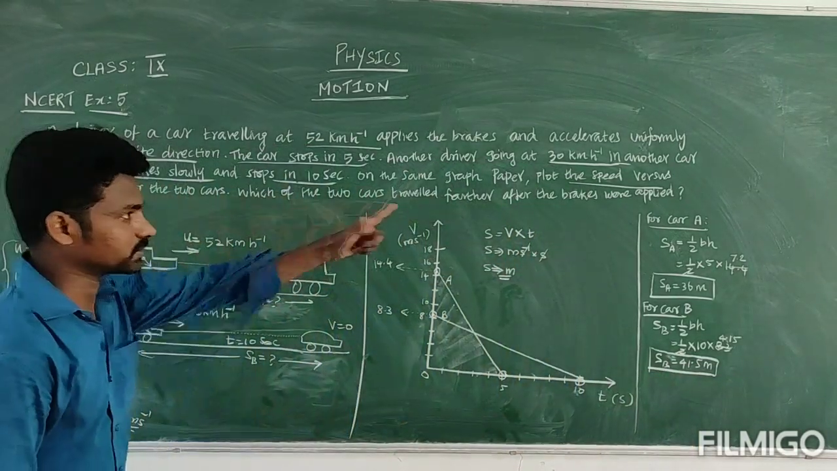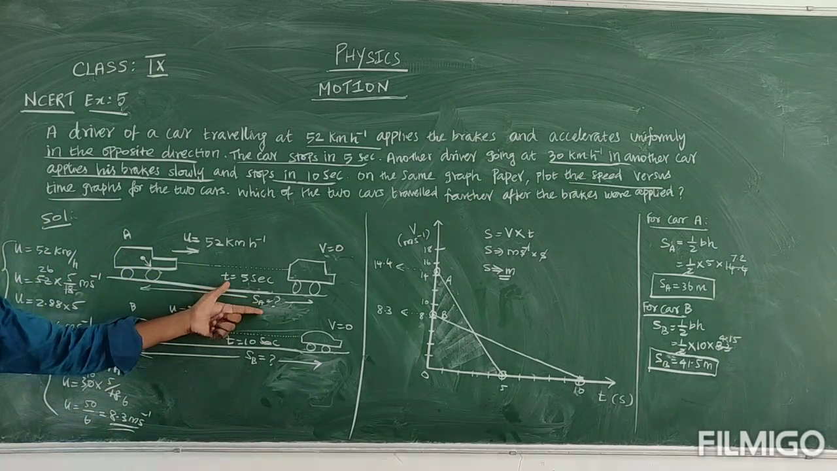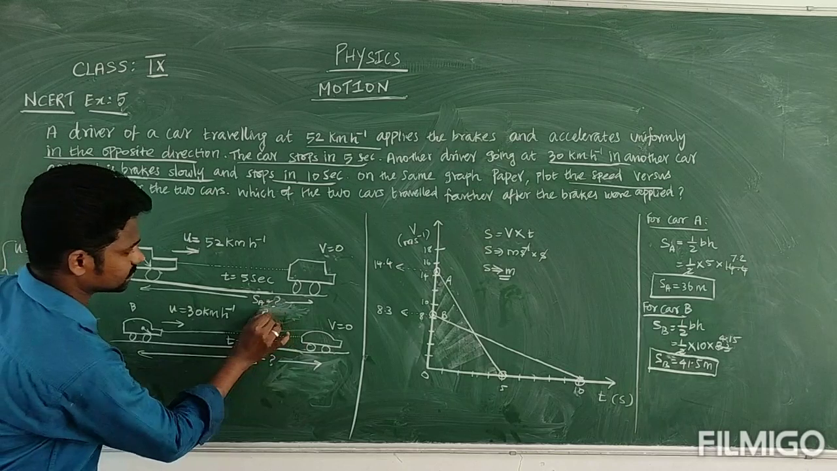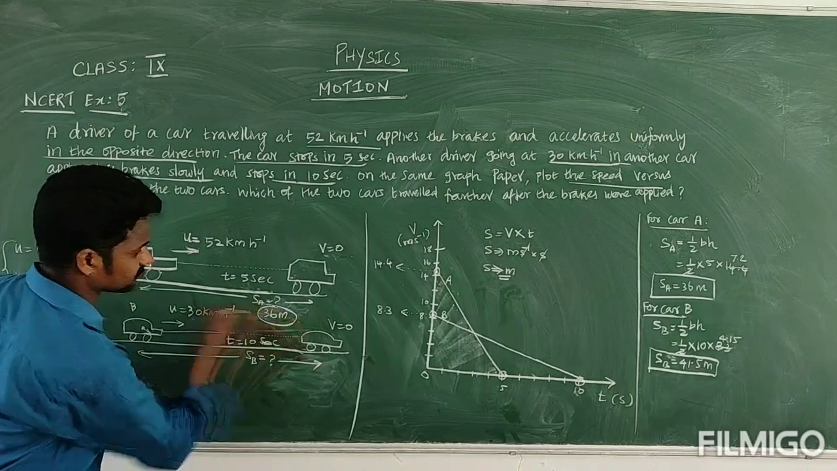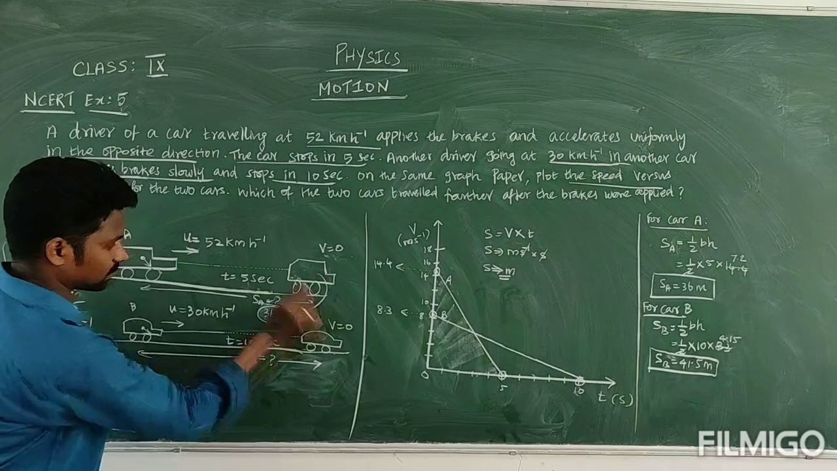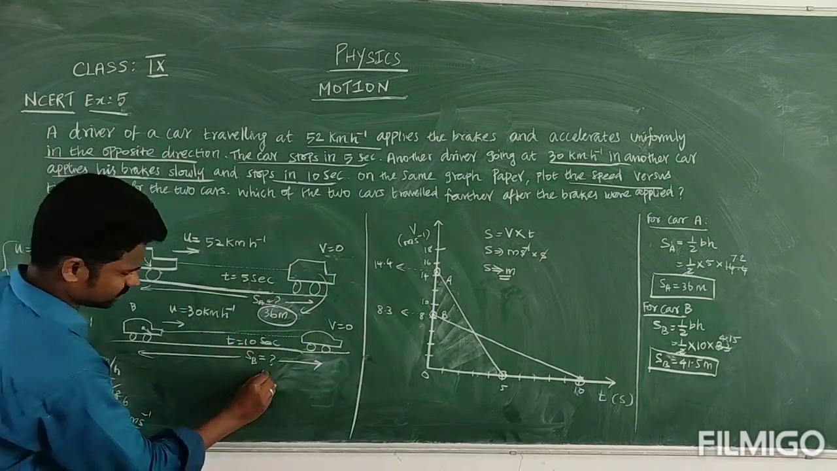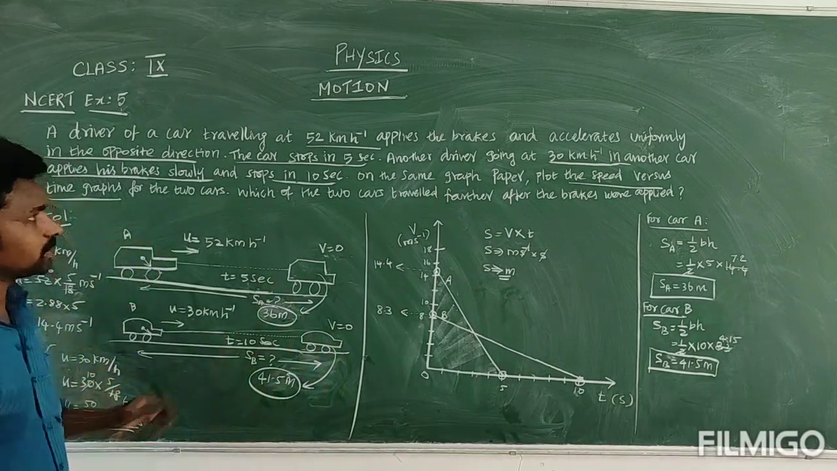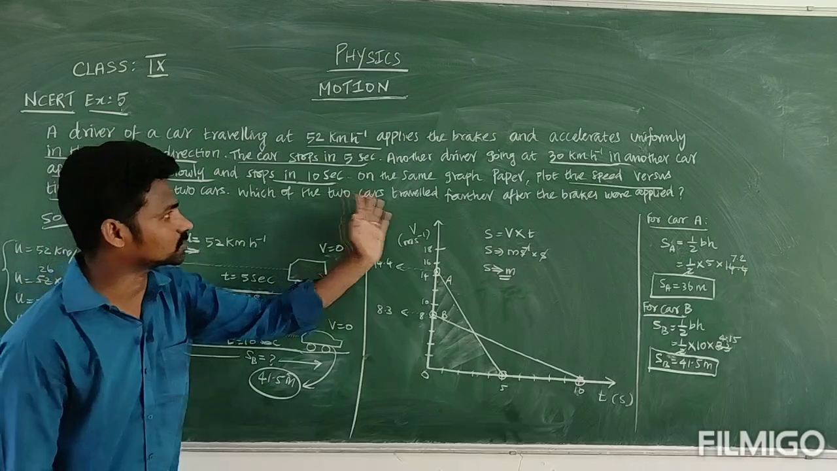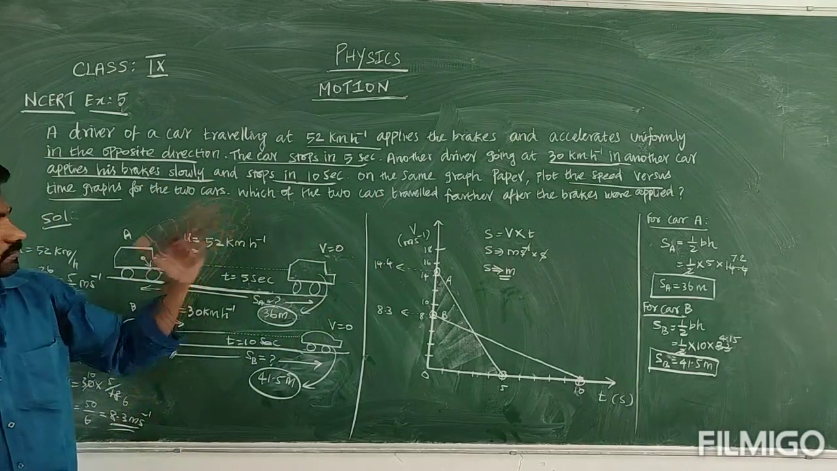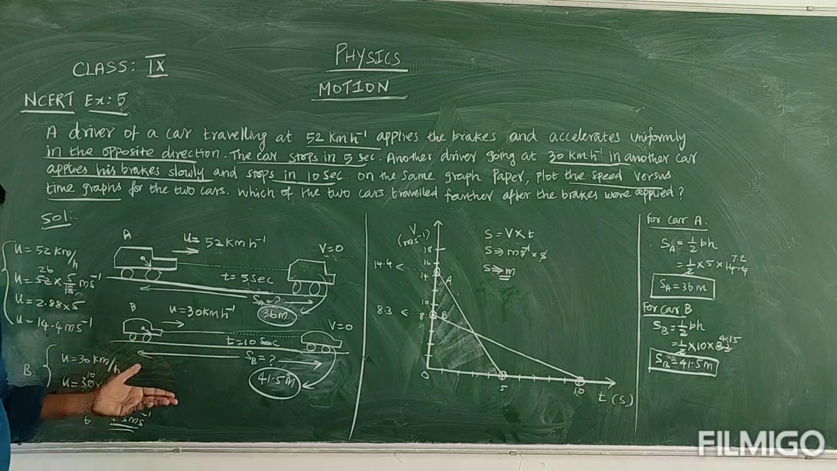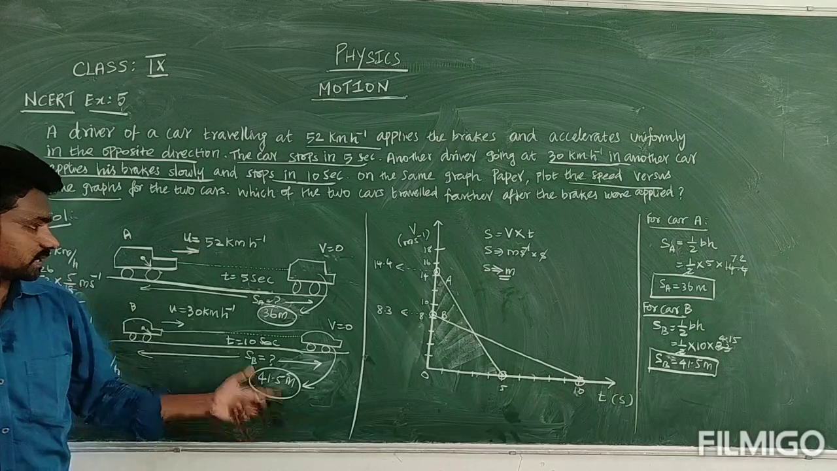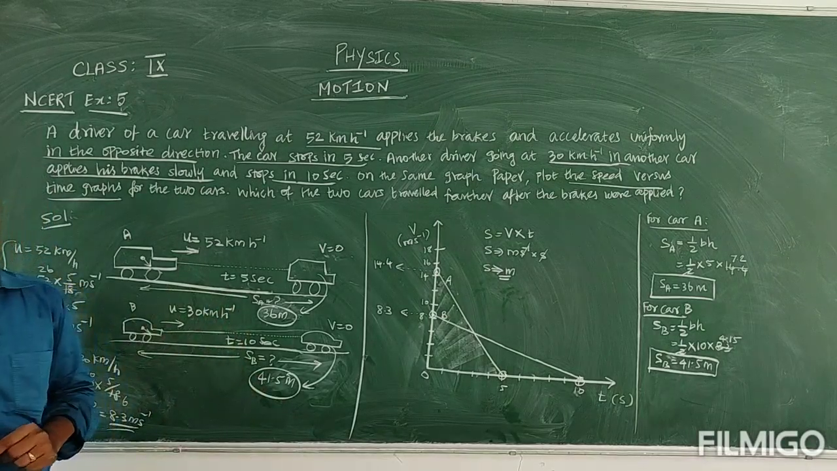So now for car A, the distance travelled in 5 seconds is 36 meter. Like that for car B, it is 41.5 meter. Now the question is which of the two cars travels more distance after applying the brake. So after applying the brake, car B covers more distance, because it is 41.5 meter, but car A is 36 meter only. Okay, thank you.